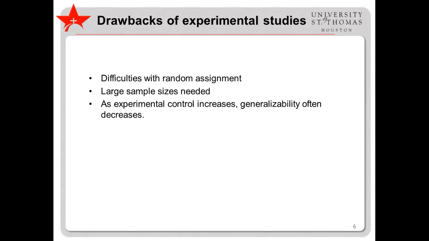Although experimental designs do permit cause-effect conclusions, there are some drawbacks. Random assignment is often difficult for practical and/or ethical reasons. Furthermore, large sample sizes are desirable to help ensure that random assignment works. In addition, as experimental control increases, generalizability often decreases. Thus, experiments that are conducted in highly controlled, laboratory-like settings generally have less relevance for real-world settings.